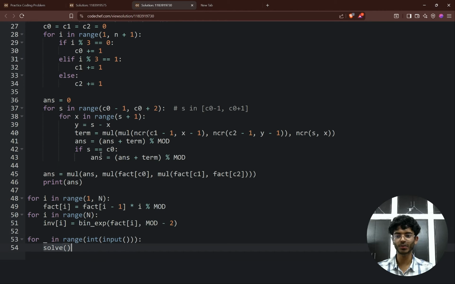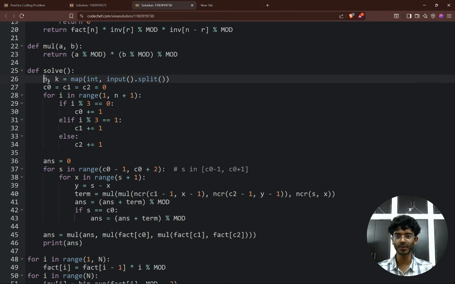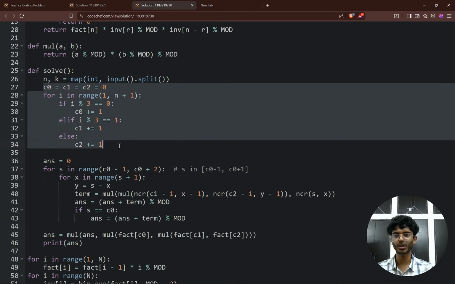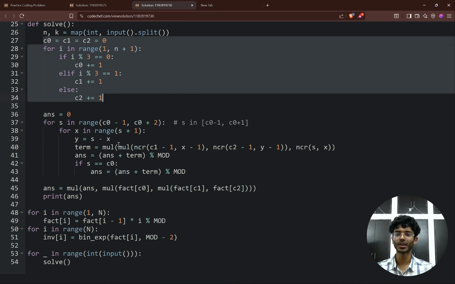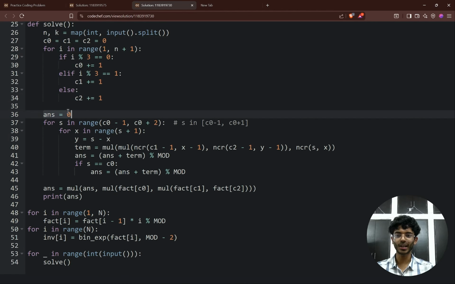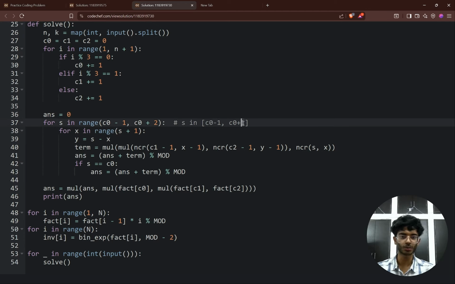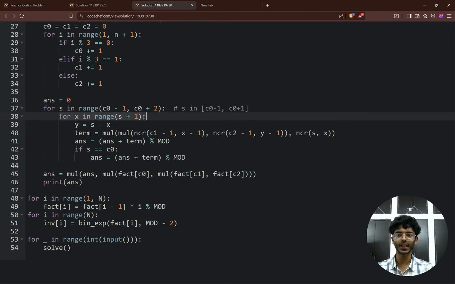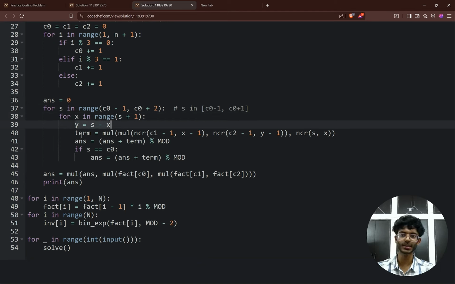We're calling this solve function for each test case. We're taking in the input. We're counting the number of zeros, ones, and twos. Now we're calculating our answer for S in between C0 minus 1 to C0 plus 1. We're running X from 0 to S. The Y would be nothing but S minus X. Now the thing which we need to add is nCr of C1 minus 1, X minus 1, times nCr of C2 minus 1, Y minus 1, times nCr of S, X, as we discussed. We'll just be adding it into our answer.